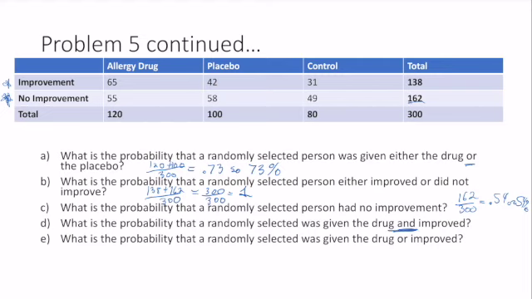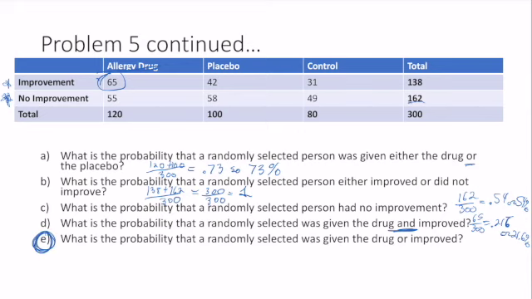Part D, what's the probability that a randomly selected person was given the drug and improved? This and looks for the intersection. So I want to see who was given the drug and who improved. That's going to be 65 right here. So 65 out of 300, that's whether they were given the drug and they improved. So that gives me 0.216, which is 21.6%.